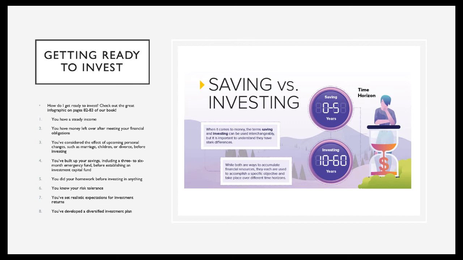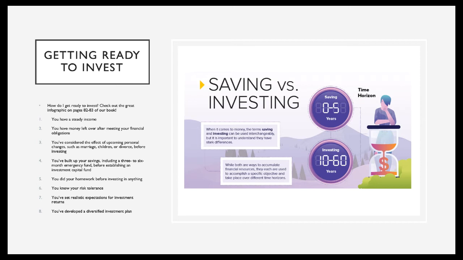And then number three, you have considered the effect of big upcoming personal changes that may be in your time horizon, or even in your dreams and aspirations, right? So for many of us, those include big events like marriage or having children or divorce or a job change, a career change, right? So you've considered the financial and economic effects of big life changes.